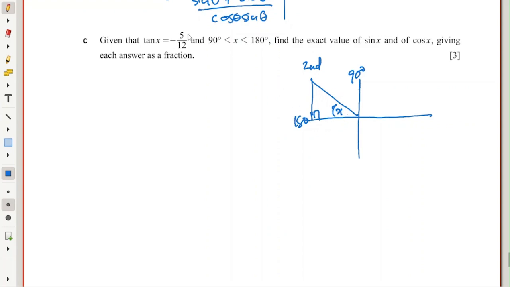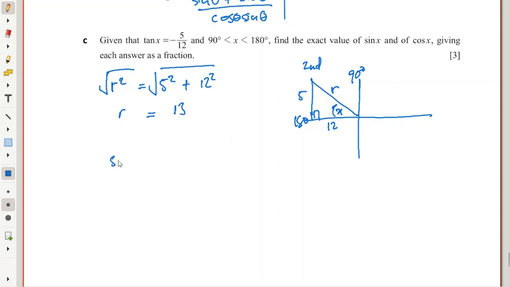So here, the y is 5 and the x is 12. So I know r squared is equal to 5 squared plus 12 squared. So if I take the square root of both sides, this will give me 13.